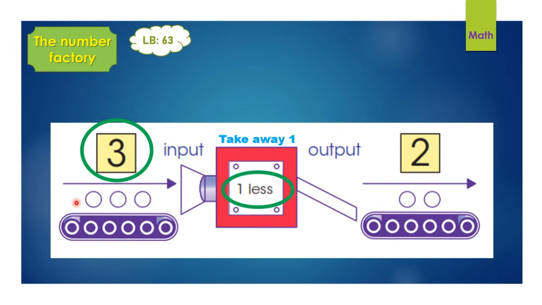Okay, here I have 3, which means 3 circles. Let's take away 1. How many are left here? 2. So the answer will be 2. Is it hard? Yeah, it's easy, mister. Okay, let's practice.